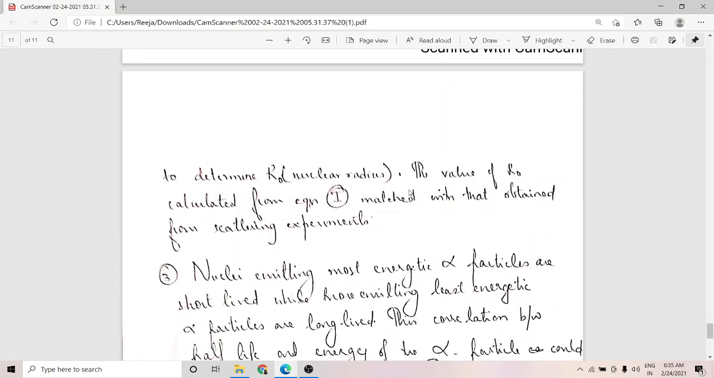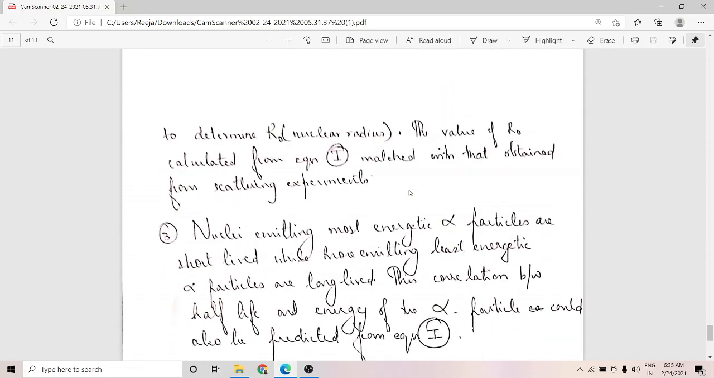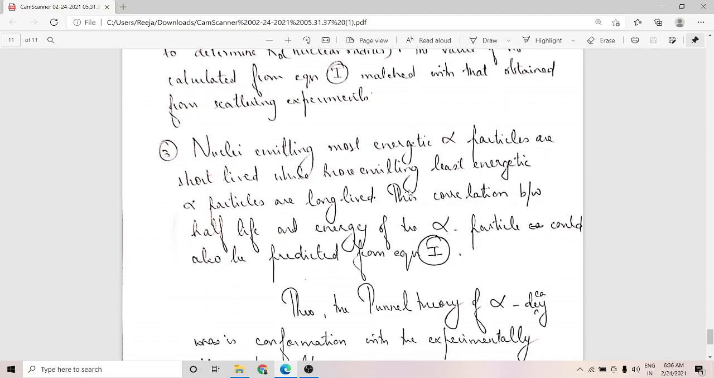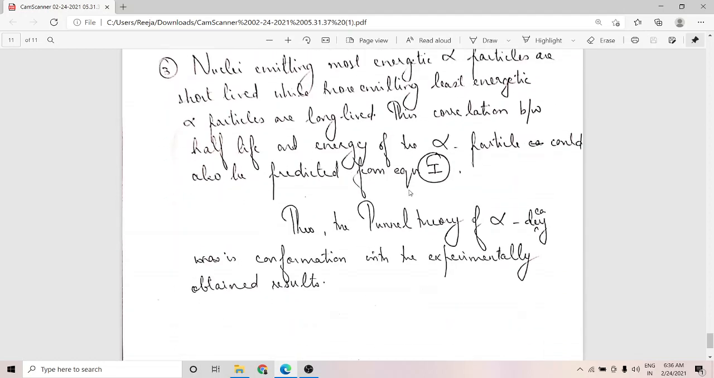Not only that, we know that the nuclei emitting very highly energetic alpha particles are short-lived, while those emitting low energy alpha particles are long-lived. This correlation between half-life and energy of alpha particle could also be provided from equation 1. Thus, the tunnel theory of alpha decay is in conformation with the experimentally obtained result, proving that this theory is extremely true and the assumptions that we considered are all correct. Okay, so this is the tunnel theory of alpha decay.